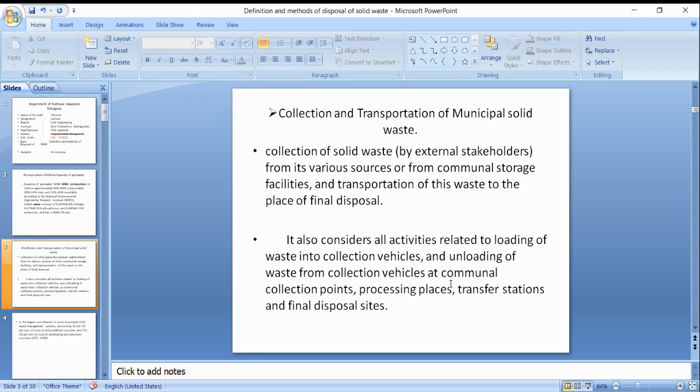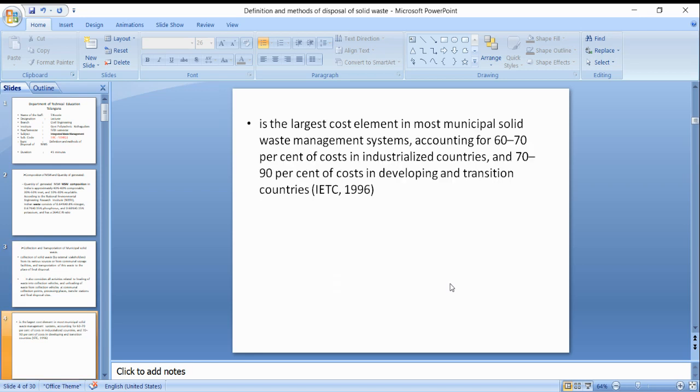Segregation will be done there. Segregation means separation of the waste particles, and from there it is transferred to final disposal. All the waste from commercial sources or households is taken to one communal place, a large communal storage, and from there it is finally transferred to final disposal.